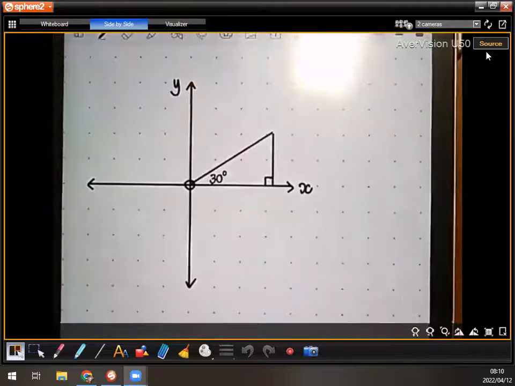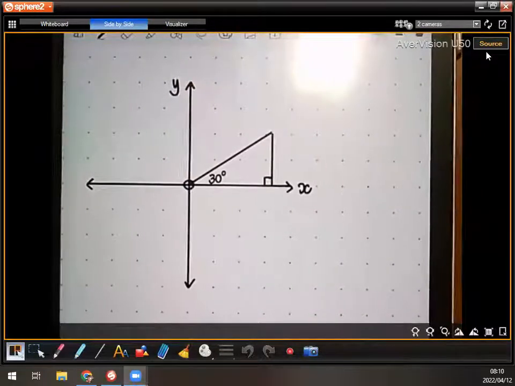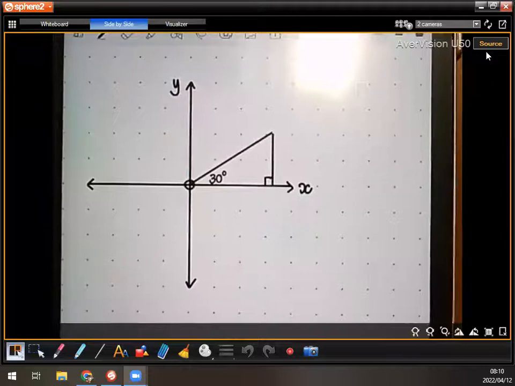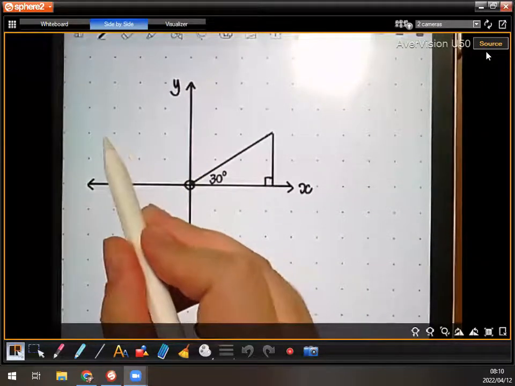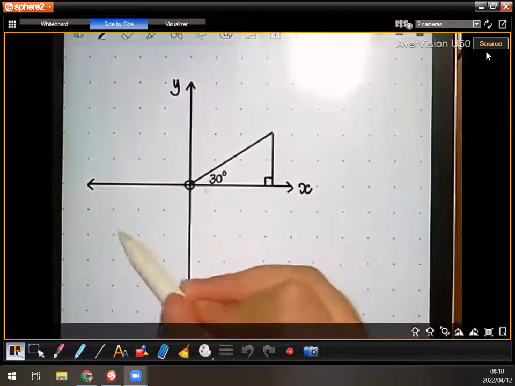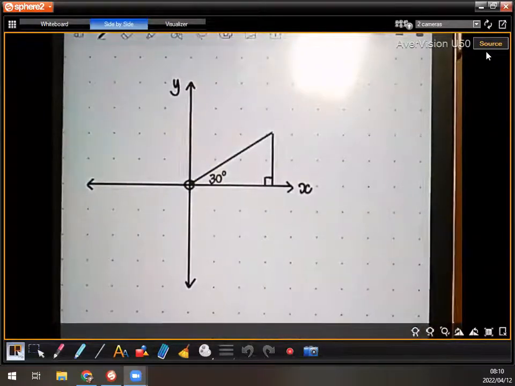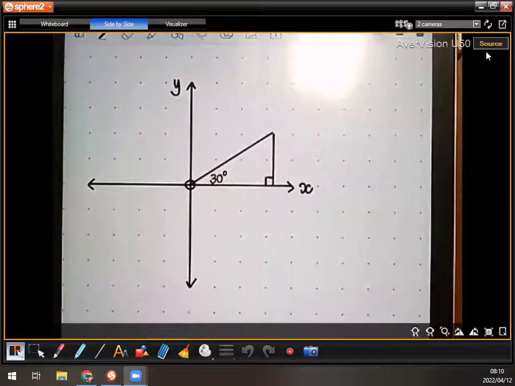And guys, what we're then going to do is draw the same triangle in all 4 quadrants. We're going to draw the same 30-degree line in the 2nd quadrant, and then in the 3rd quadrant, and then in the 4th quadrant. We want to draw the exact same triangle in all 4 quadrants.